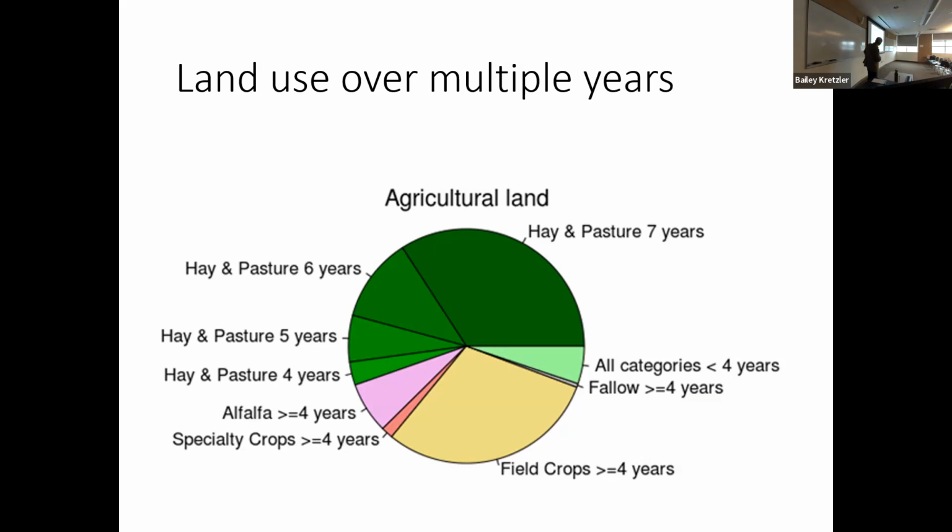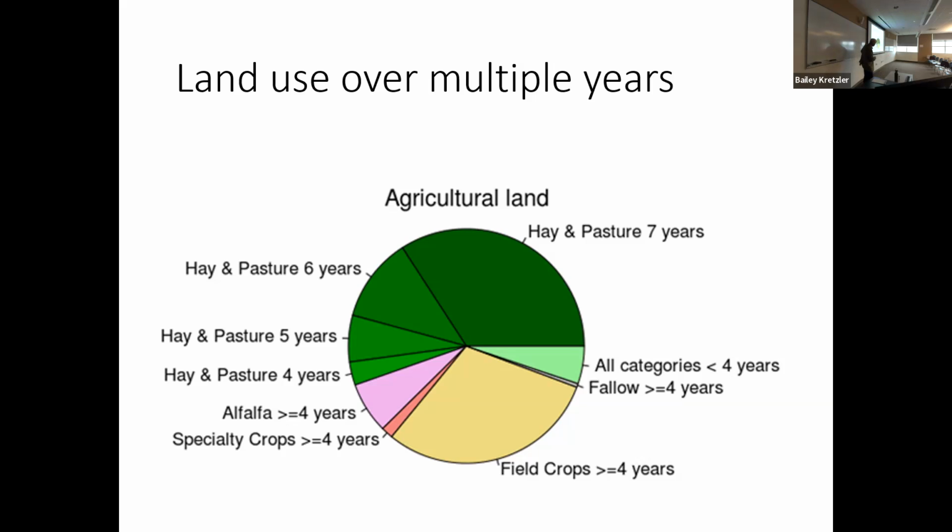And then this next chunk, hay and pasture for 6 years, was another big chunk. And this could be error. There's enough error in this data set that this actually could have been in pasture all 7 years. It was just error in the data. You could make an argument for that.